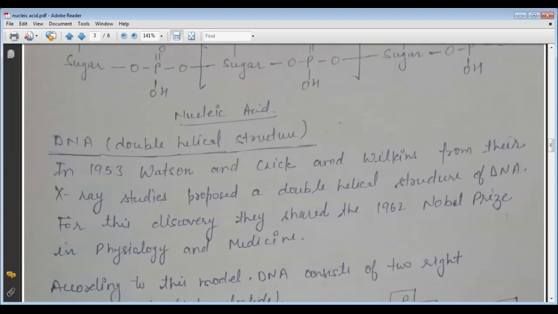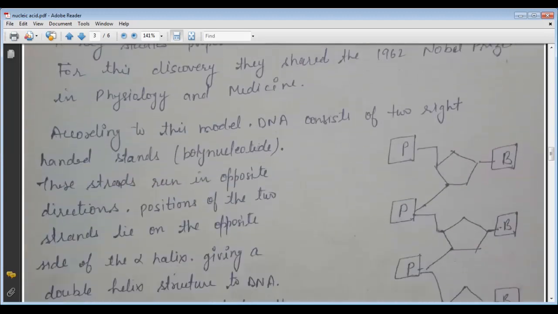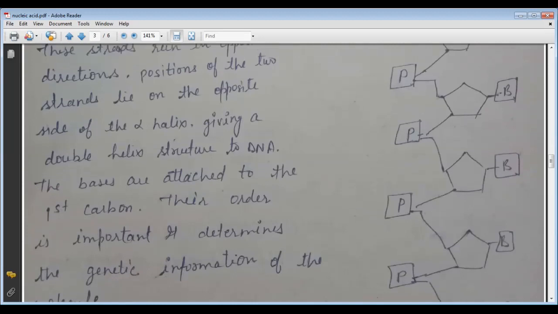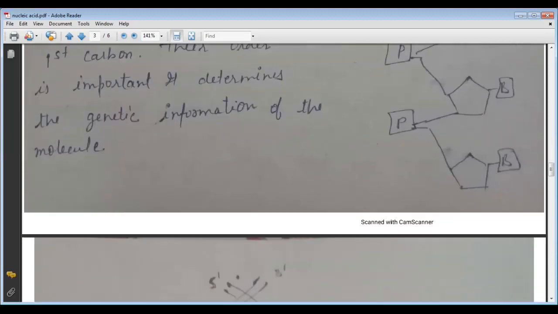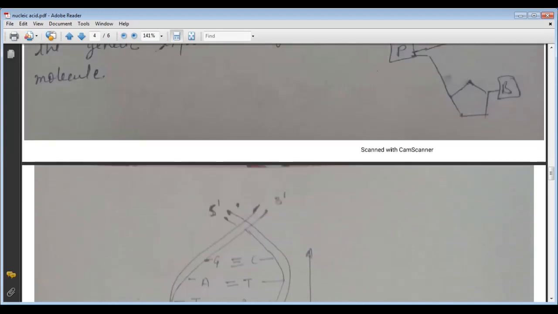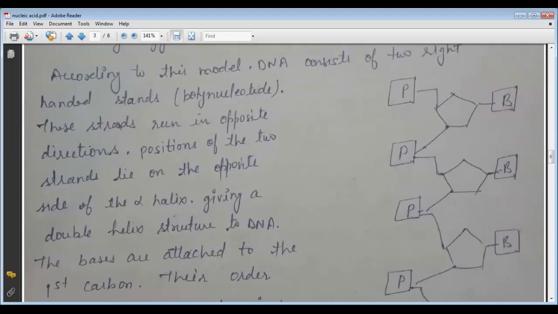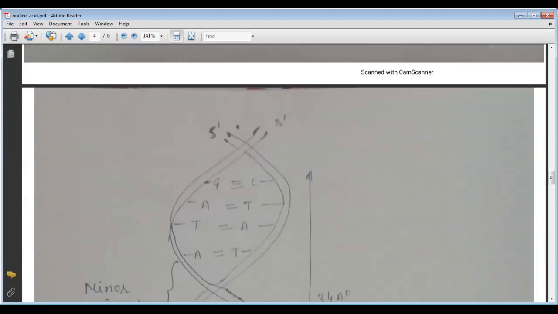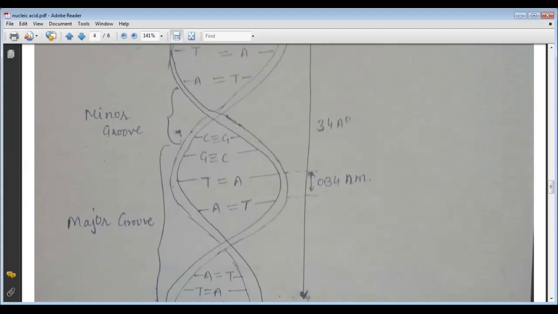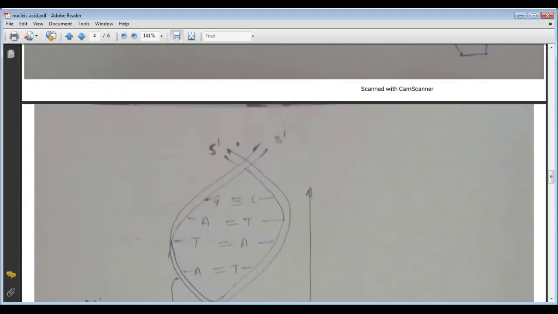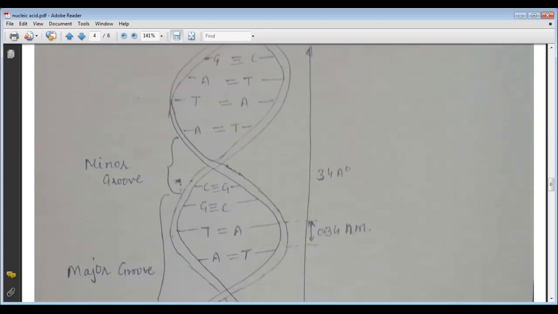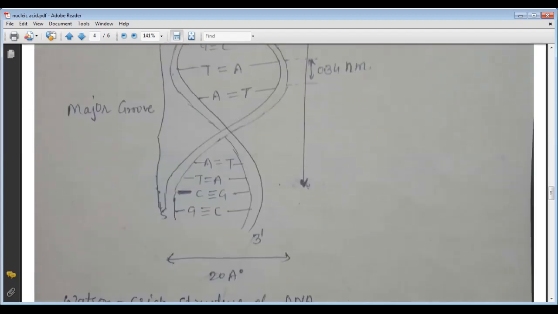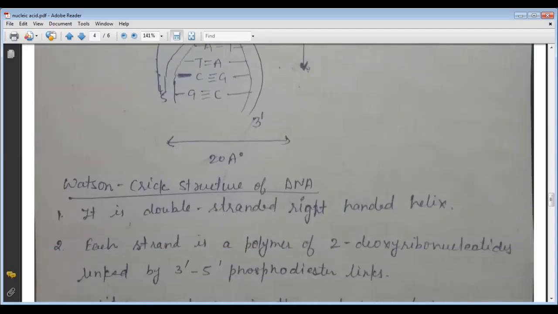Then come to the double helix structure of the DNA. In this we have discussed all points related to the DNA double helix structure. It is the general representation of this molecule, where the phosphate, sugar, and bases are attached in this pattern. And now come to the Watson and Crick model. Here again, the width of the DNA strand is 20 angstrom, the length is 34 angstrom, and the gap between two bases is 0.34 nanometer. So it is the double helix structure of the DNA.